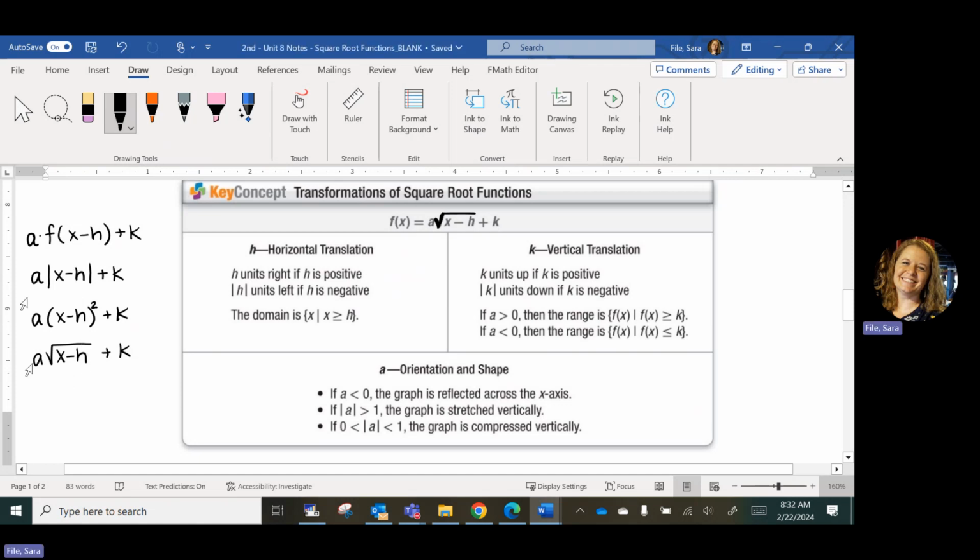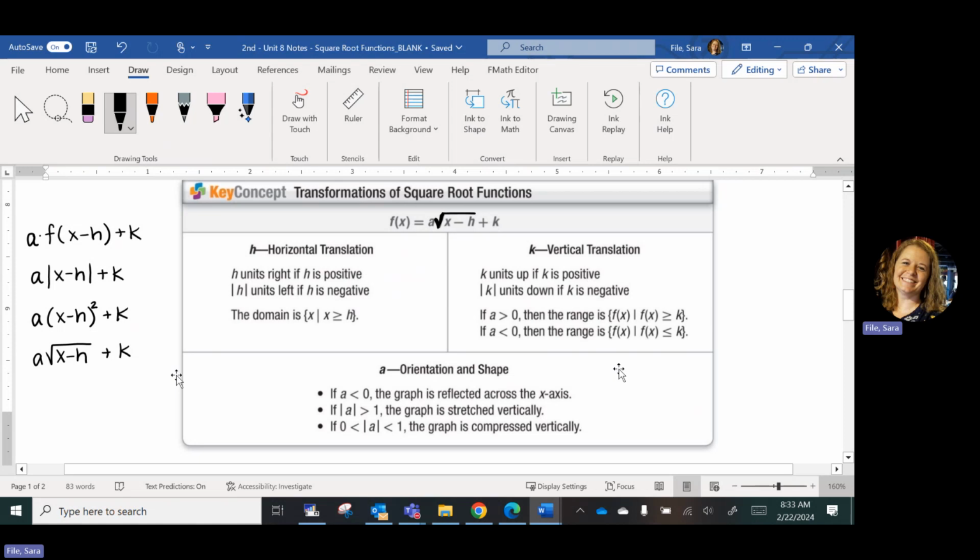Okay, so A, when we were just doing quadratics, what did A do to the graph when it was negative? If this was a negative A, what happened to our parabola? Do y'all remember? It flipped over the x-axis, upside down. The same thing happened to absolute value, and the same thing is going to happen to square root. When that A value is negative, it's going to flip upside down. So A here affects our orientation and shape.